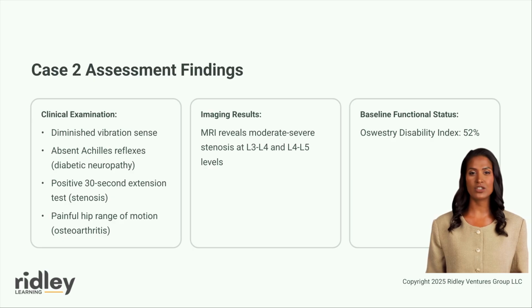MRI demonstrates moderate to severe central canal stenosis at L3-L4 and L4-L5. The clinical picture suggests contributions from multiple conditions: lumbar spinal stenosis producing postural-dependent neurogenic claudication, diabetic peripheral neuropathy producing fixed sensory symptoms, mild peripheral arterial disease, and hip and knee osteoarthritis limiting mobility. This complex presentation requires a modified treatment approach addressing multiple contributing factors. Robert's baseline Oswestry Disability Index is 52%, reflecting the cumulative impact of his multiple conditions.